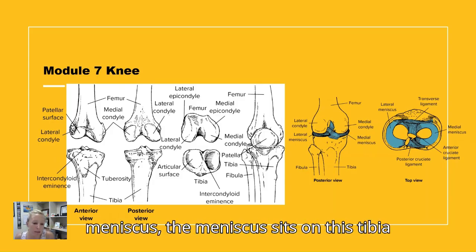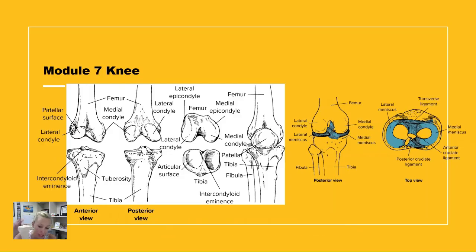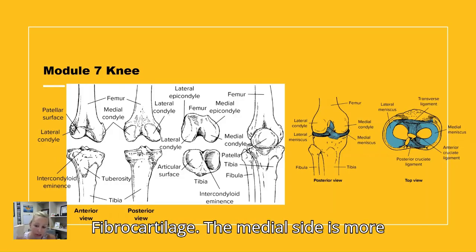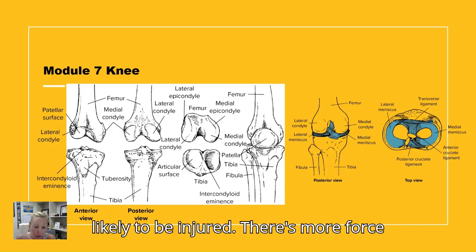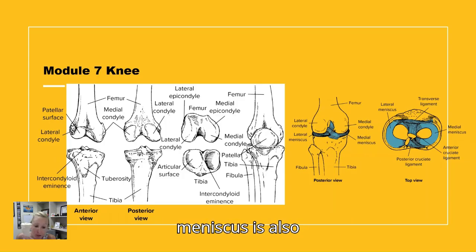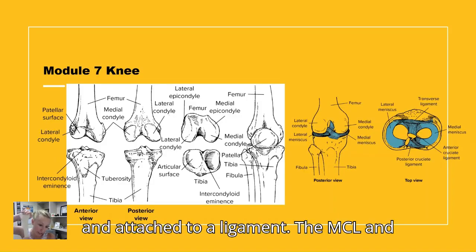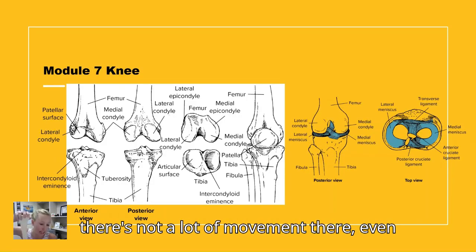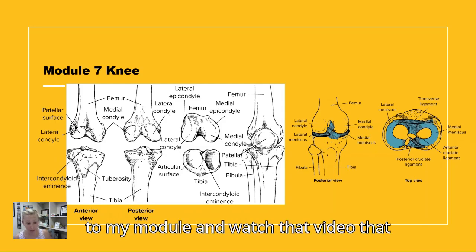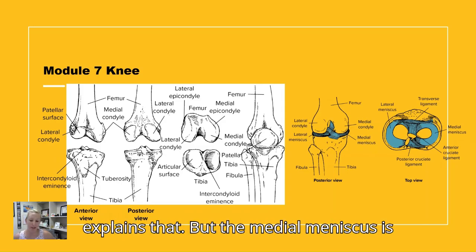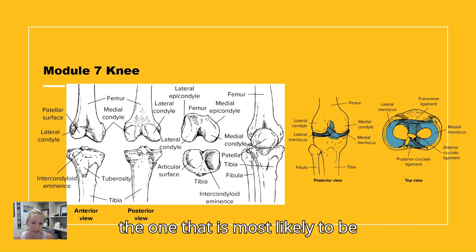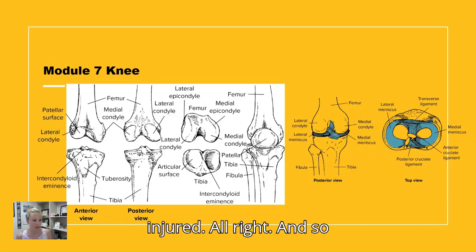All right, and then the meniscus sits on this tibial plateau here, and they're cushions. Fibrocartilage, the medial side is more likely to be injured. There's more force going to the medial side, but the medial meniscus is also attached to the capsule, and it's attached to a ligament, the MCL, and there's not a lot of movement there, even though there's a lot of force. So go back to my module and watch that video that explains that, but the medial meniscus is the one that is most likely to be injured.